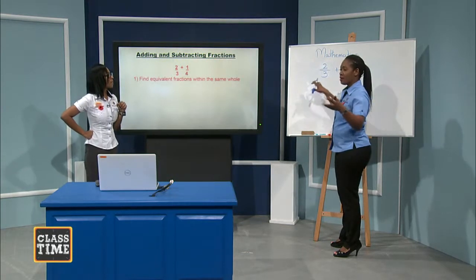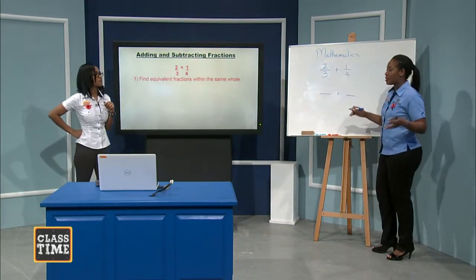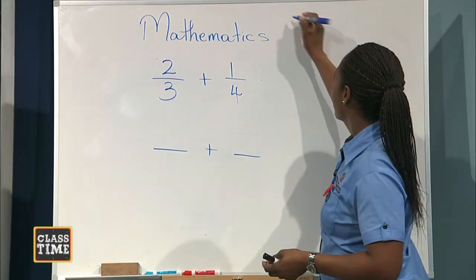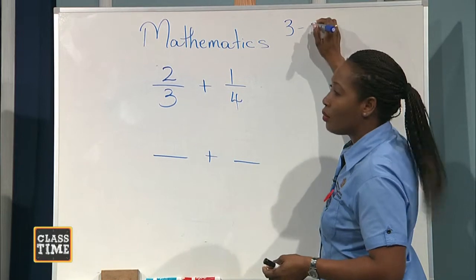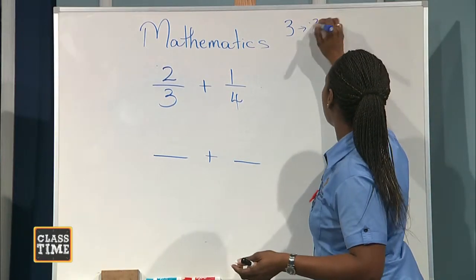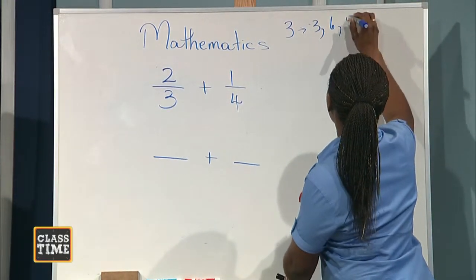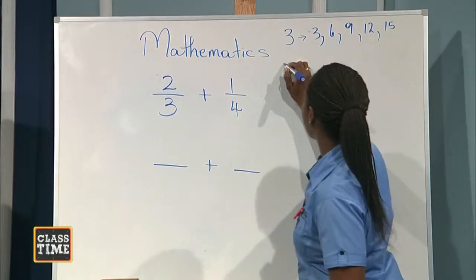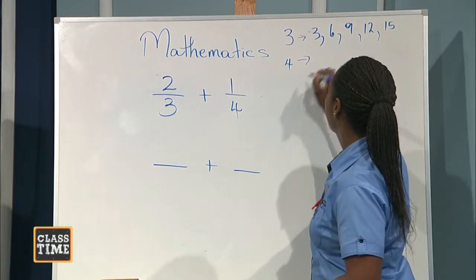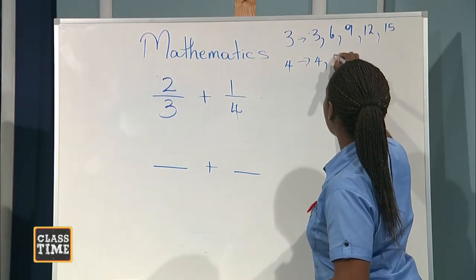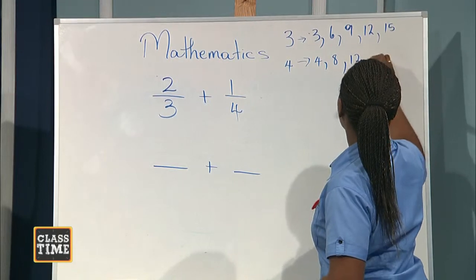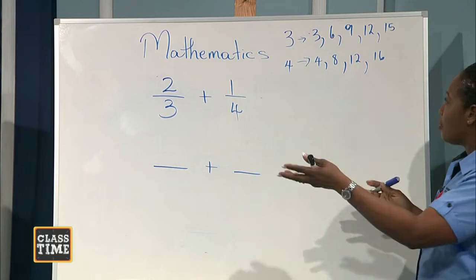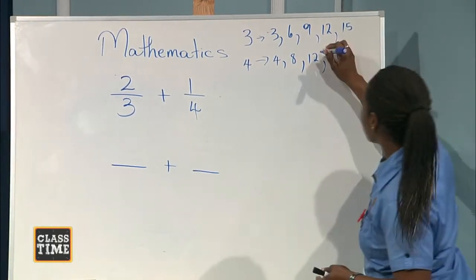So now if you are doing this for the first time, you can list them, or you may really just know them. If you look at the multiples of 3, we start with 3, then we have 6, 9, 12, 15. We're just going to stop there for now. Then you look at 4. Multiples of 4: 4, 8, 12, 16. So what is the lowest common multiple for 4 and 3? Looks like 12 to me.